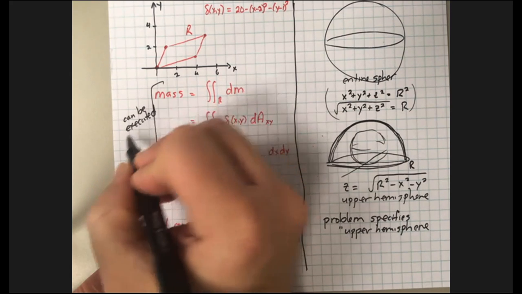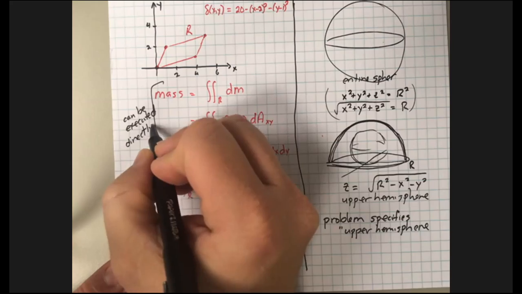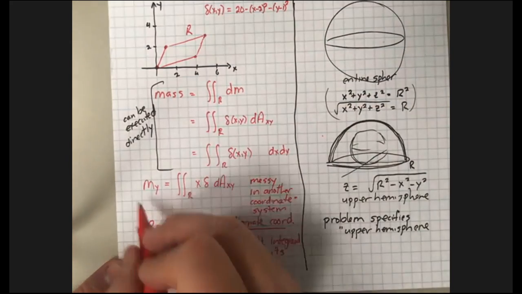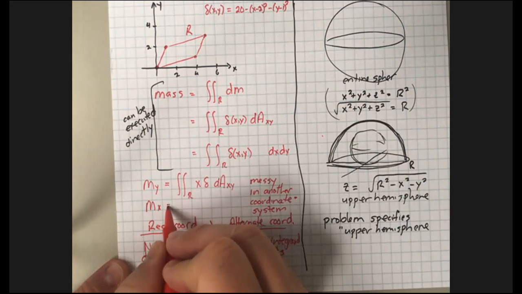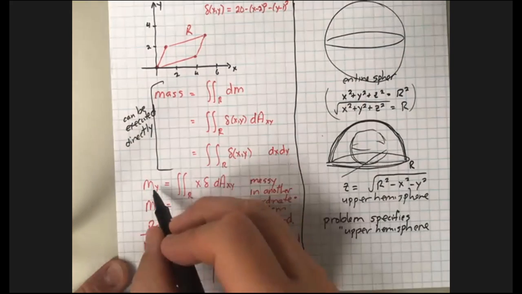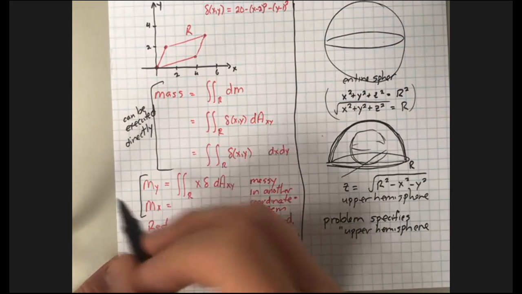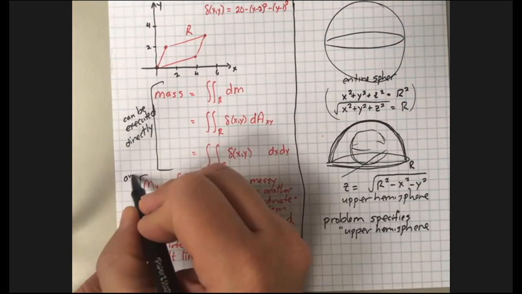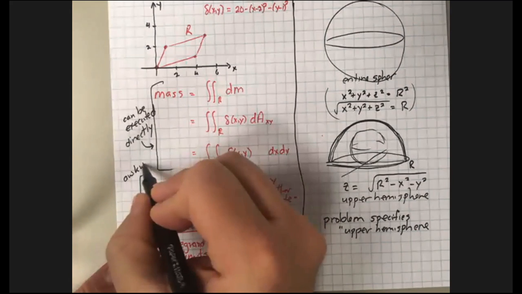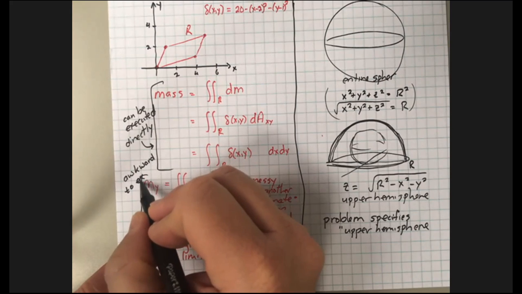This could be executed directly. Well, I didn't specify that you had to show every step, but the MY and the MX, the moments, the first moments right here, are called the first moments: moment about the Y-axis, moment about the X-axis. These two integrals are awkward to execute.